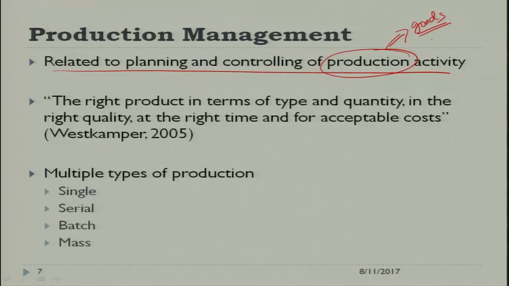What is the aim of production management? It is to take the necessary steps to produce the right product in terms of type and quantity. So, produce the right type of product, and the right quantity of product, and with the right quality. Quantity is where we are talking about the numbers. Type is the design or form. Quality is whatever the customer wants, so quality is specified by the customer.